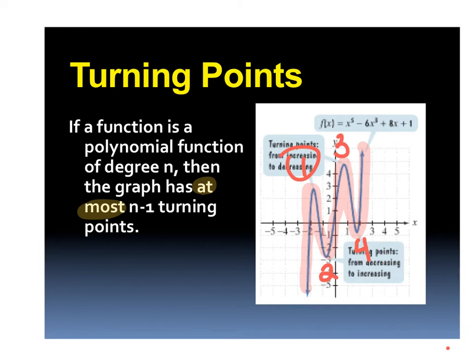So again, this is great to use in a matching scenario, right? If I have an x to the third and I look at the graph options, what's the most amount of turning points it can have? 2, okay? So you can use process of elimination and rule some stuff out. Combine that with your end behavior, and you're probably going to be able to narrow down a lot.